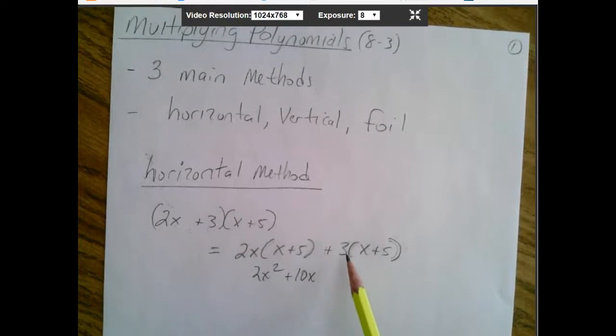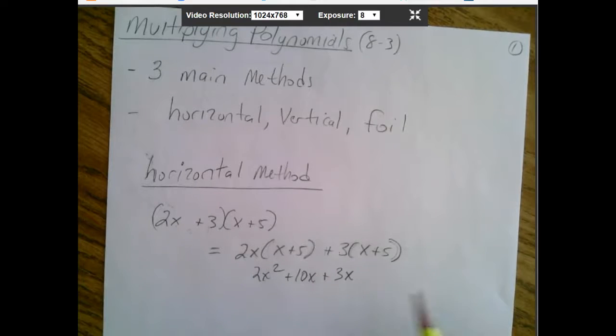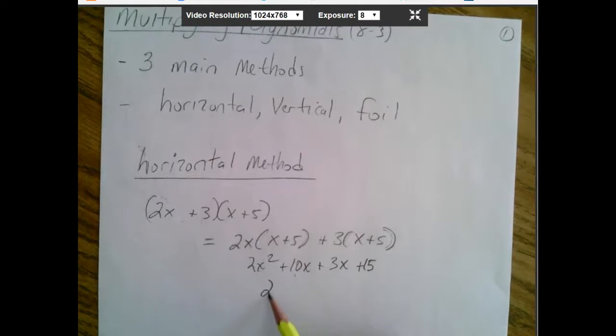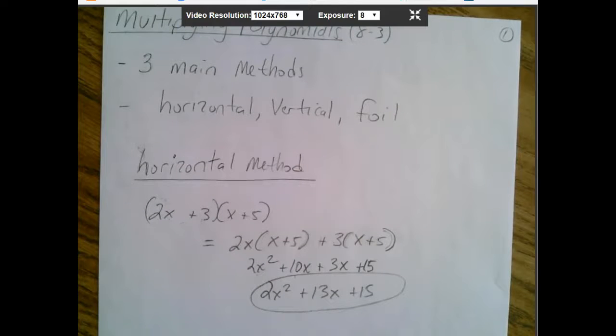And we do the next one. So 3 times x is 3x, then 3 times 5 is 15. And we're going to collect like terms. So we got 10x and 3x, and we get 2x squared plus 13x plus 15. That's going to be our horizontal.